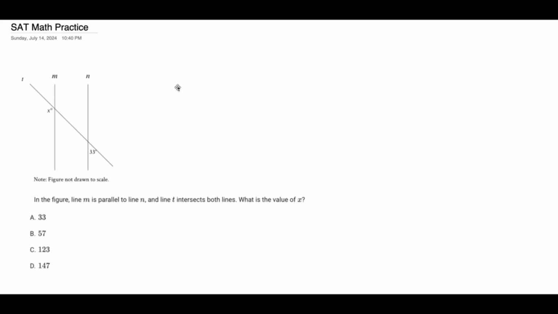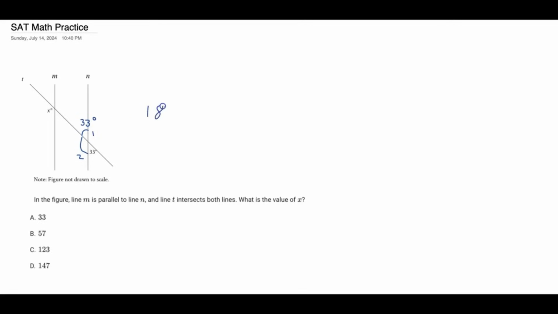In the figure, line M is parallel to line N, and line T intersects both lines. What is the value of x? All right, so first off, what we have here are vertical angles, right? They give us 33 degrees here, so we know the angle across from that will also be 33 degrees. If we call this angle right here angle 1, and let's call this one angle 2, angle 1 and 2 are supplementary angles, right? Because two angles that make up a straight line will be equivalent to 180 degrees.